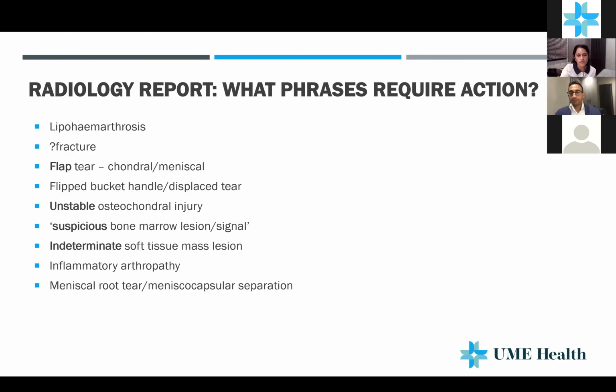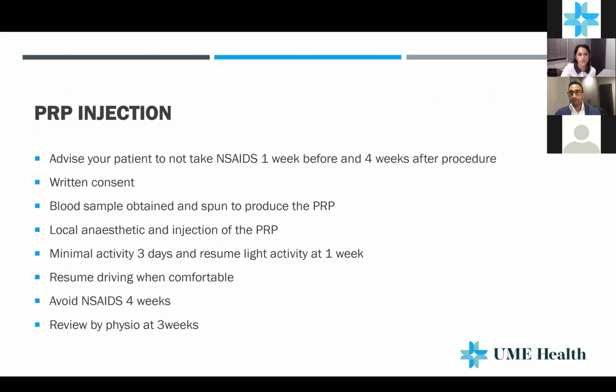And that's something that the orthopod needs to be aware of. If you've got a flipped bucket handle, if you have an unstable osteochondral injury, that needs seeing to, otherwise that can lead to significant problems down the line. If there's an indeterminate soft tissue mass lesion that needs further workup, that may need further imaging. You need to discuss that with the radiologist or refer to a specialist center. An inflammatory arthropathy needs an appropriate workup with appropriate blood tests. And if you have a meniscal root tear or meniscocapsular separation.